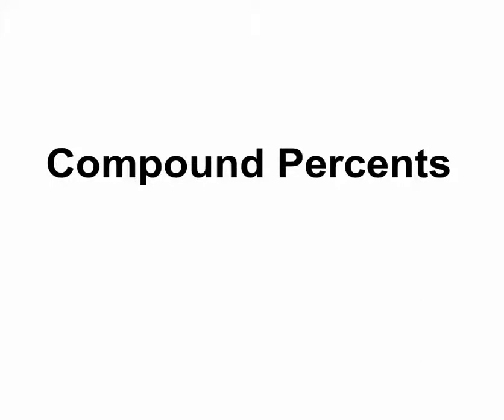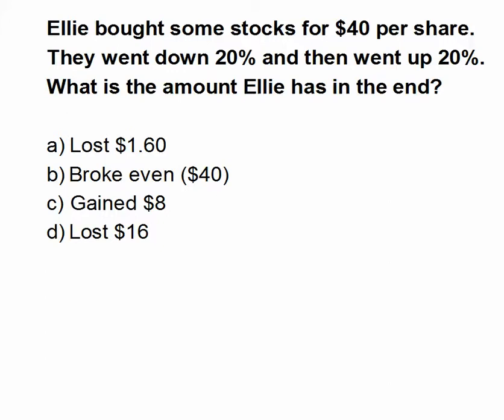Hey, welcome to our podcast on compound percents. Now, compound means two things that are put together. So, a compound percent is when you add 1% onto another percent. Let's look at some questions.